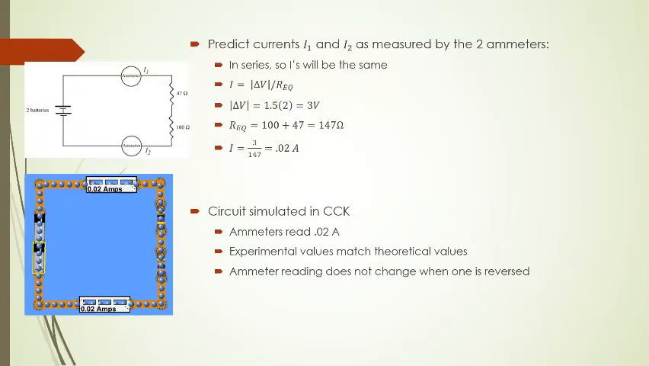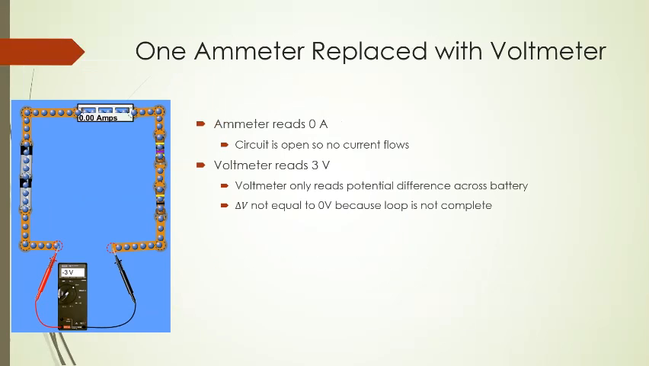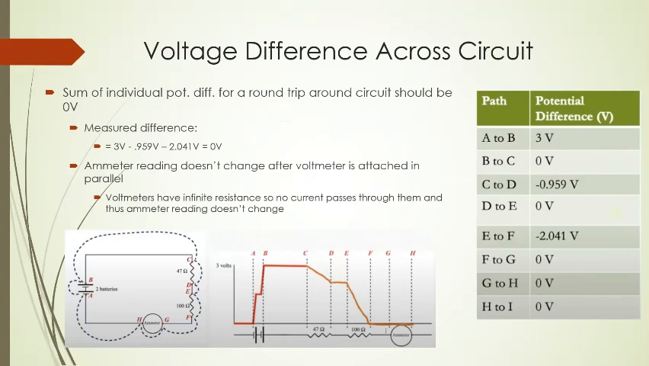I also tested this when one of the ammeters is reversed, and it still reads 0.02 amps. When one of the ammeters is replaced with a voltmeter, the voltmeter reads 3 volts because it only reads the potential difference across the battery, and therefore delta V is not equal to 0 V because the loop is not completed. However, the ammeter reads 0 amps for a similar reason, because the circuit is open.